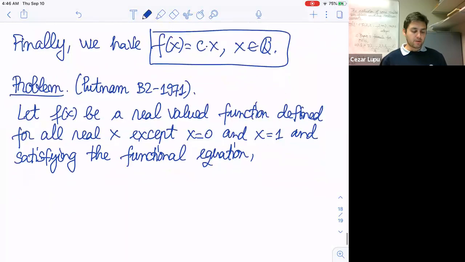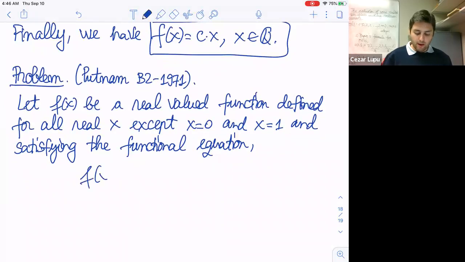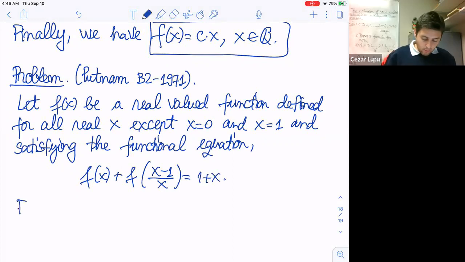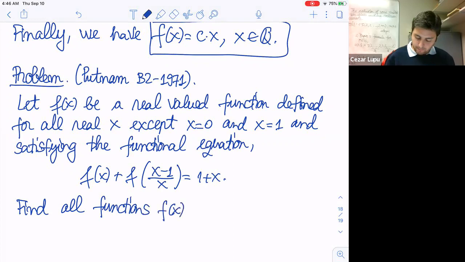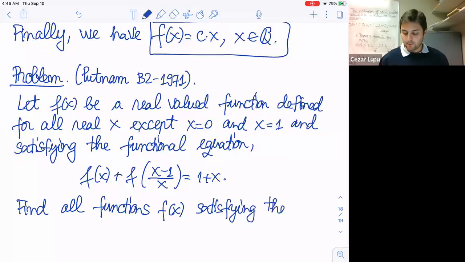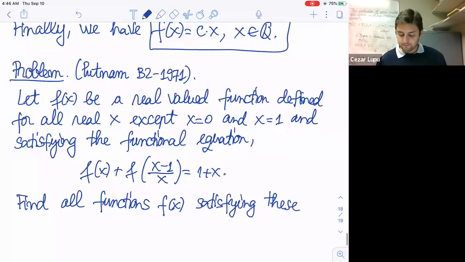And the functional equation is the following: f of x plus f of (x minus 1 over x) is 1 plus x. And the problem asks us to find all functions f of x satisfying these conditions. So this is how the problem was stated.